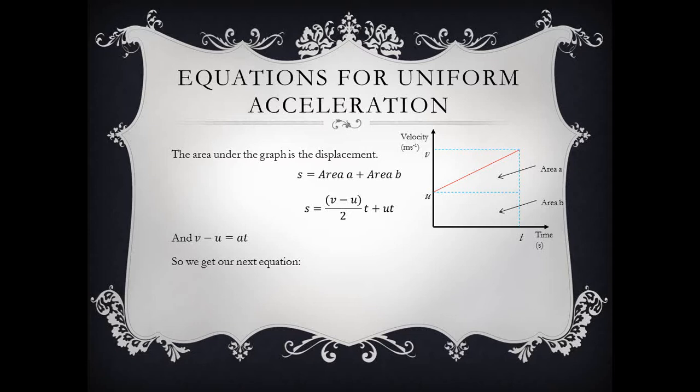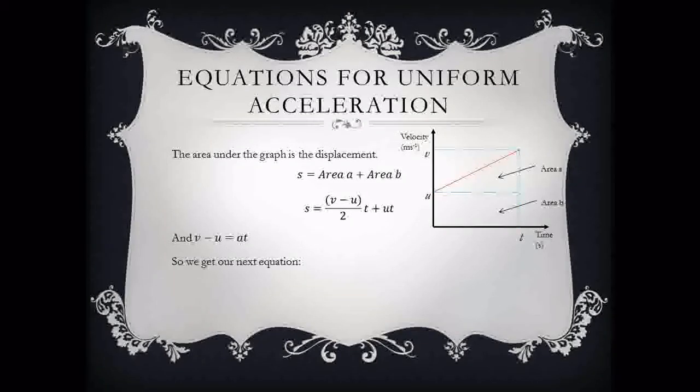We know the area under the graph is the displacement of the object. In this case, it's area A plus area B. Area A is equal to a half times v minus u, all multiplied by t, because it's a triangle, and area B is equal to ut. Using our previous equation, v minus u equals at, we can get our second suvat equation. s equals ut plus a half at squared.